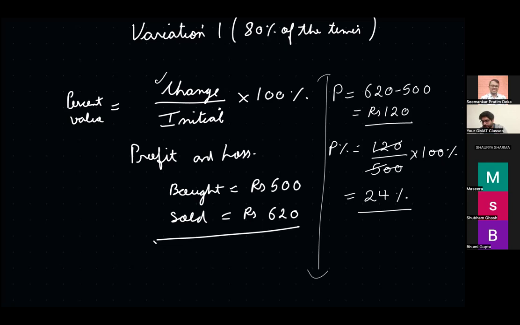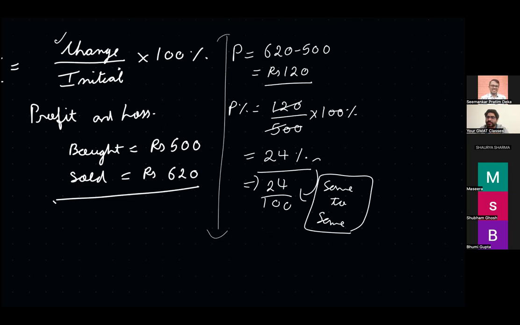Like I said, 24% can be written like this. This and this are same to same, no difference. I want all of you to imprint this in your head. There's no difference. There are just two different ways of writing the same number. 24% and 24 by 100 are same to same. Is this clear?